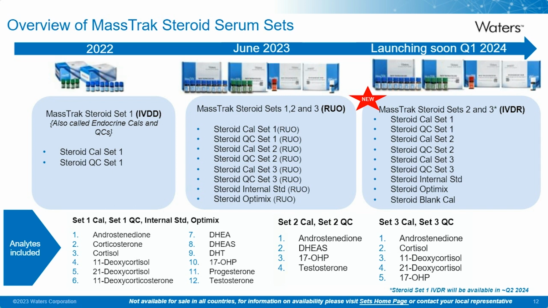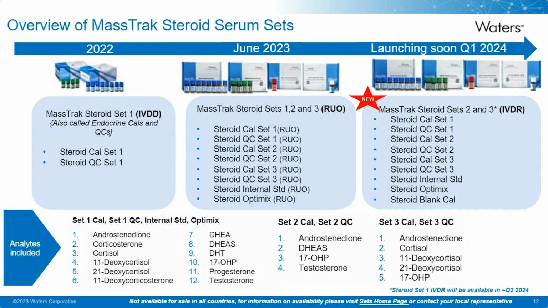Sets 2 and 3 contain CALs and QCs. Set 2 includes a panel of 4 steroid hormones. Set 3 includes a panel of 5. And these smaller panels are more suitable to your high throughput labs that typically get requests to test fewer number of steroid analytes per sample and have higher expectations to meet short turnaround times.